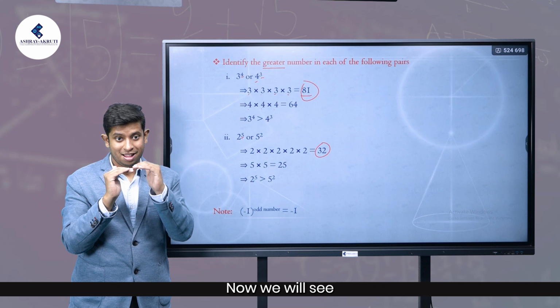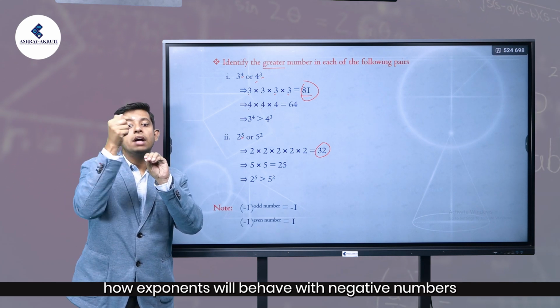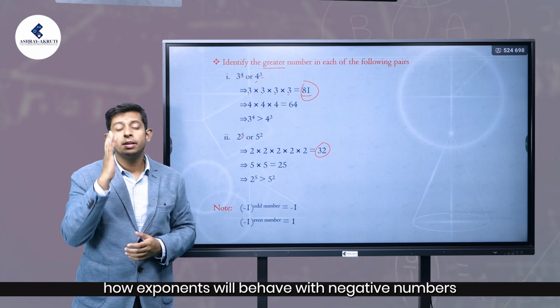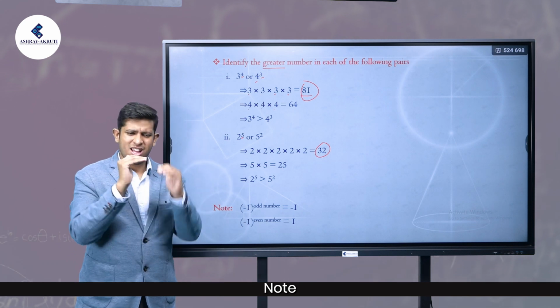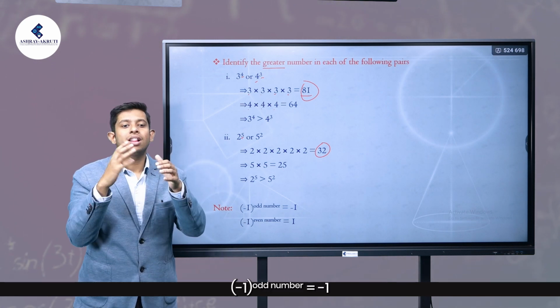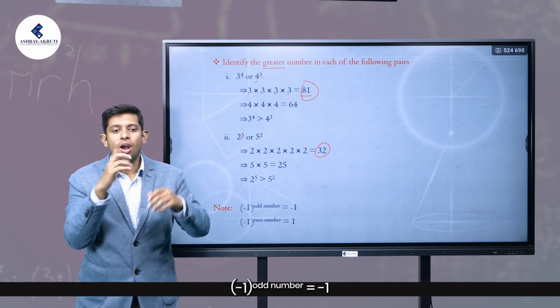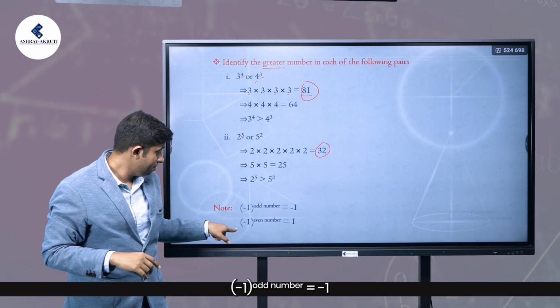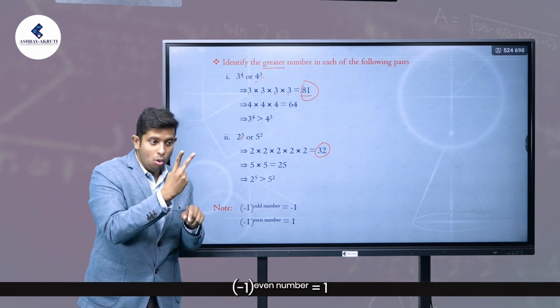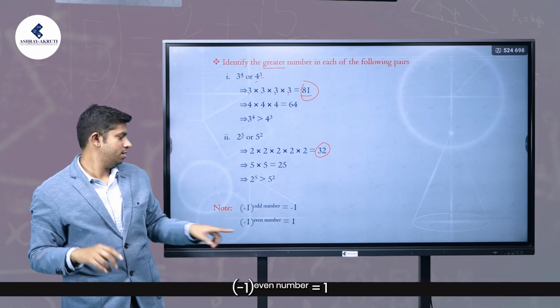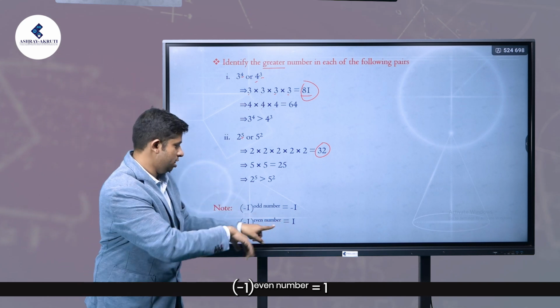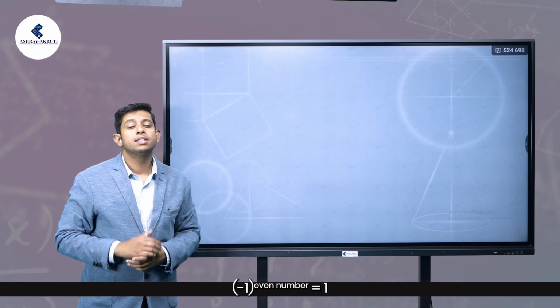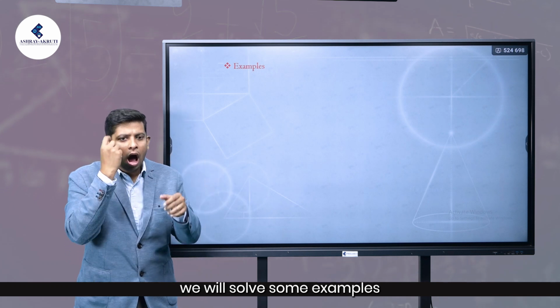Now we will see how exponents behave with negative numbers. Note, minus 1 whole to the power of an odd number is equal to minus 1. Minus 1 to the power of an even number is equal to 1. For better understanding, we will solve some examples.